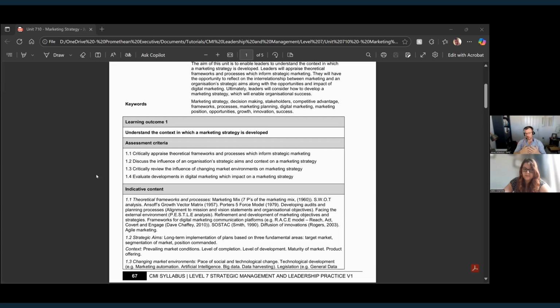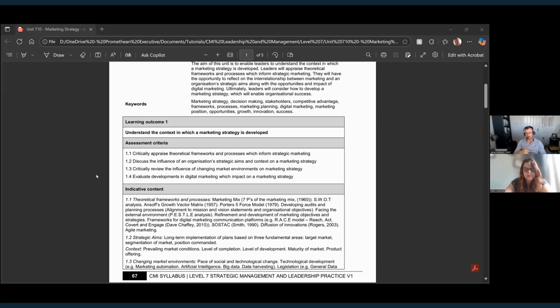And then you might discuss, if there is some connection between the strategic aims and context, how does that then influence marketing strategy? To what extent does it? So that's the kind of discussion we're looking for in 1.2.